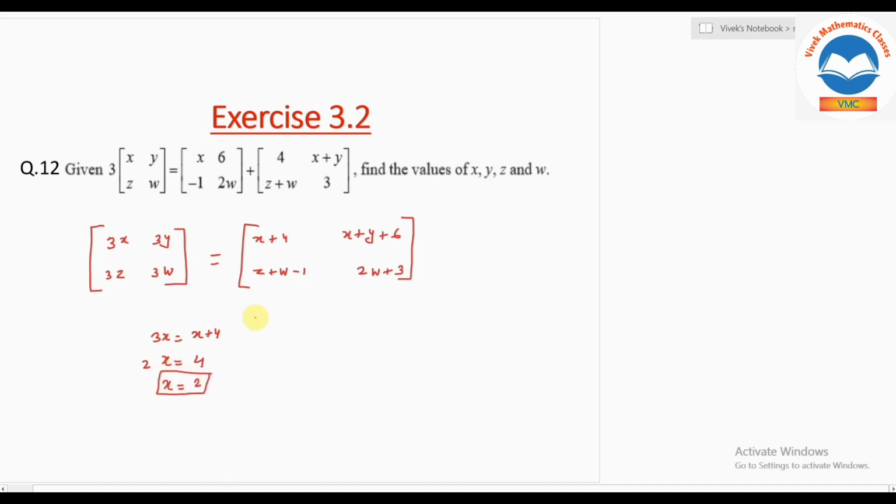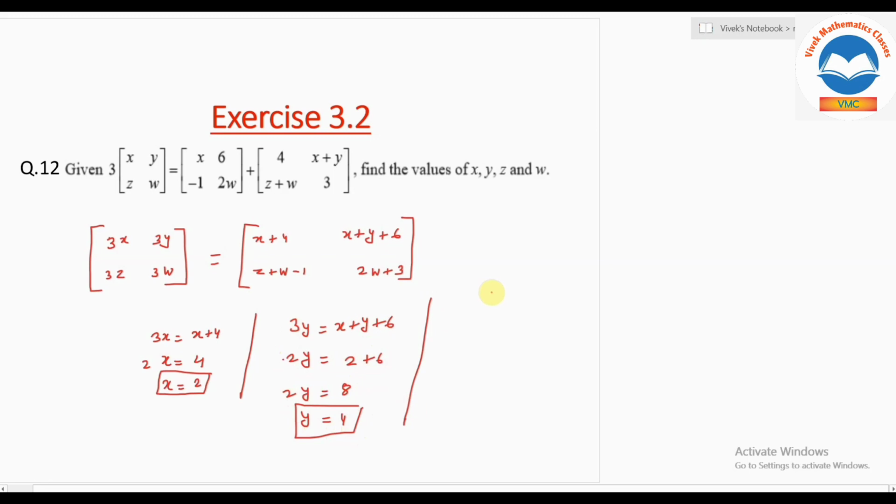Next, if we compare A12 with B12, what do you get? 3y will be equal to x plus y plus 6. So bring this y to one side. 3y minus y will be 2y, and this will be equal to x plus 6. The x value, you know, is 2, so 2 plus 6. So this 2y will be equal to 8. What about the y value? 4. So we are getting y value as 4.